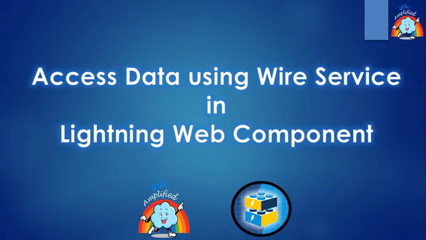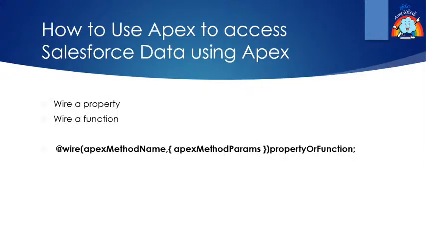So now, access data using the wire service in a Lightning Web Component. How can we do that? We can do that using wire a property and wire a function. What we do is we say @wire, then we say the Apex method name, whatever method we are importing, then the parameter, if there is any, we pass the parameter name. And then, if we are wiring a property, we put the property; if we are wiring a function, we put the function name. So that is how we are able to wire it. The first step is import, and the second is that we wire it like this.